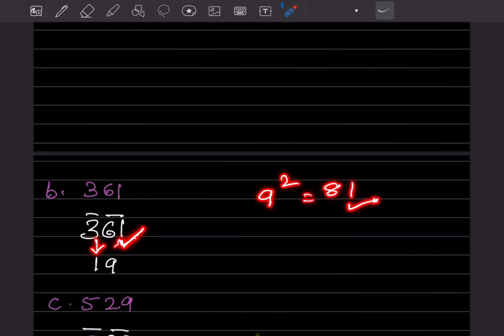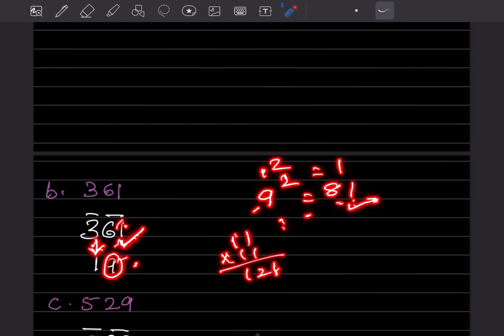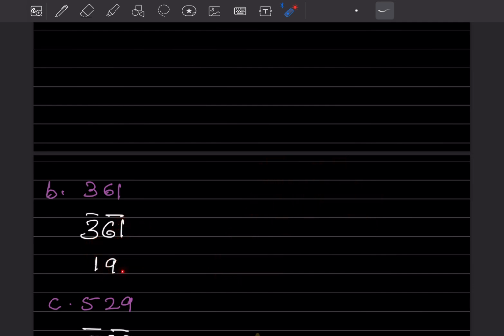So the answer should be either 1 square, which is 1, or 9 square, which is 81. So the possibility is just 9. So this is 1 and this is going to be 9. Because if you take 1 here, then 11 into 11 is going to be 121. So this is going to be 19 into 19. So the answer is 19.